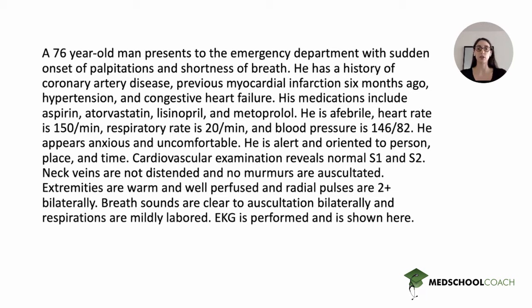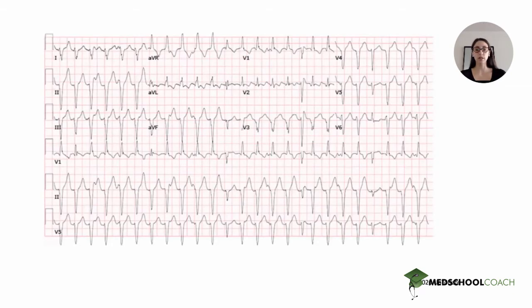Cardiovascular examination reveals normal S1 and S2. Neck veins are not distended and no murmurs are auscultated. Extremities are warm and well perfused and radial pulses are 2+ bilaterally. Breath sounds are clear to auscultation bilaterally and respirations are mildly labored. EKG is performed and is shown here. So take a few moments to look at this EKG. And now let's move on to the next part of the question.